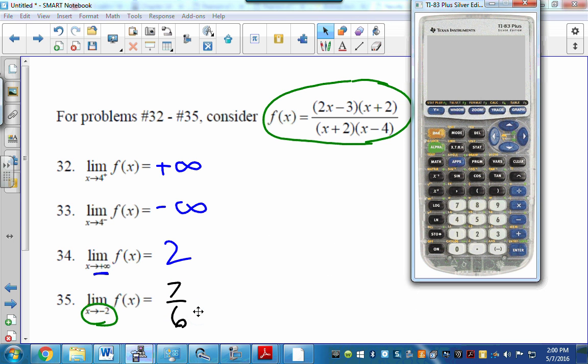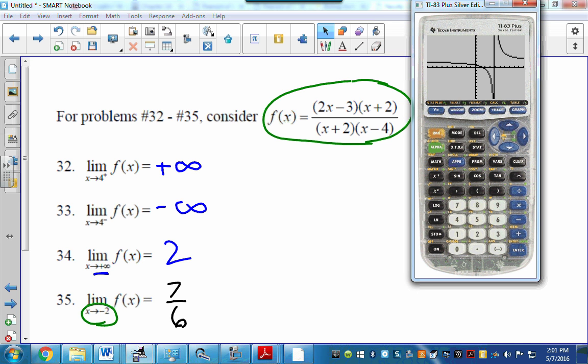Okay, so here's my calculator. Let me go ahead and dump in this equation. I have to be careful with my parentheses. Make sure you get everything wrapped correctly. x plus 2, and dividing that by x plus 2 times x minus 4. Okay, I think I have everything there. Here's my graph in the standard window, and it certainly looks like the picture I sketched.